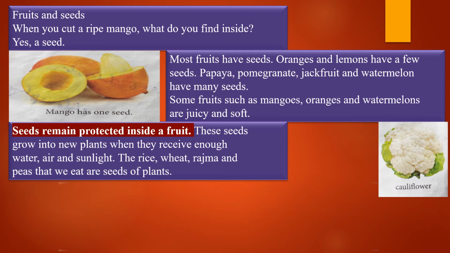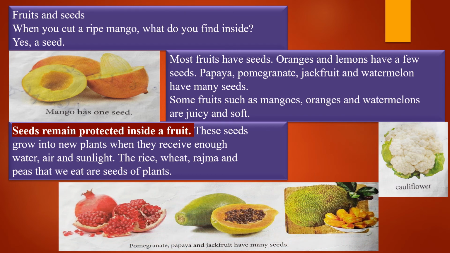So in the picture, cauliflower is given and different fruits are there, pomegranate, papaya, as well as jackfruit. They have many seeds. From these seeds, many new plants can be grown. Okay.